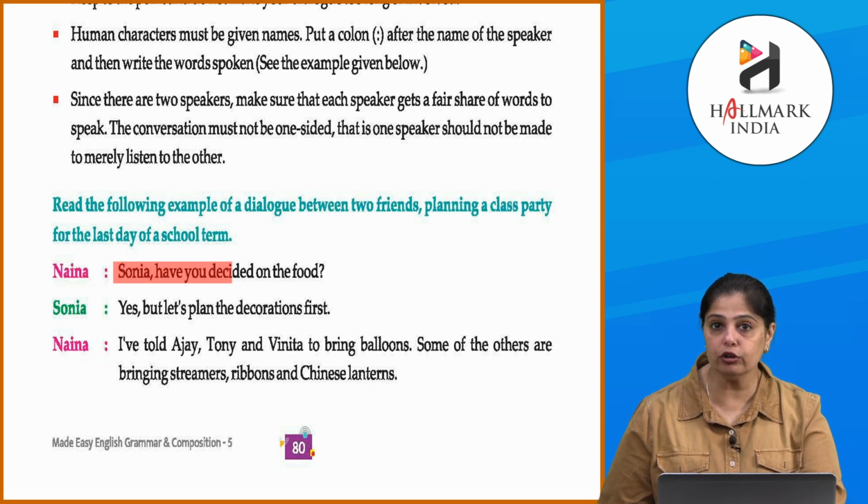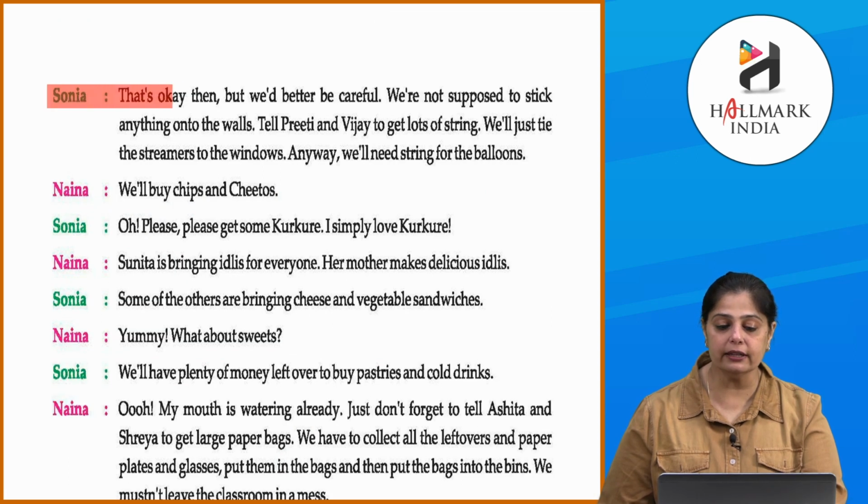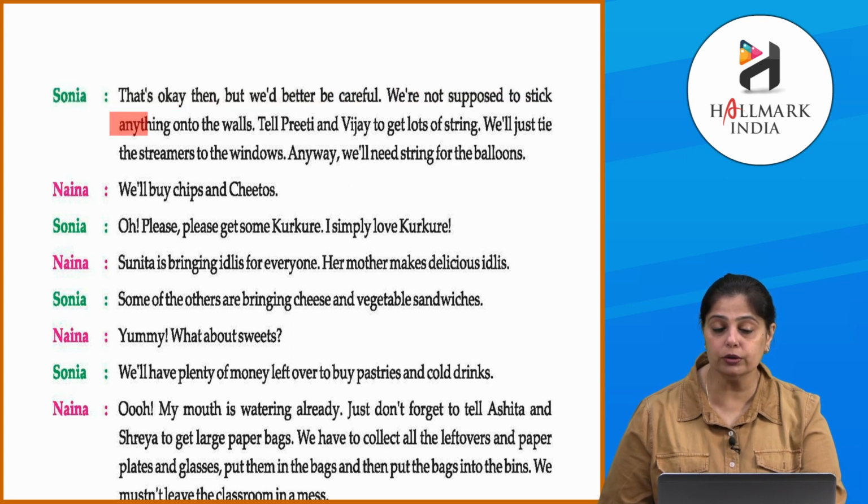Sonia, have you decided on the food? Up next character is Sonia. Sonia, yes, but let's plan the decorations first. Naina, I have told Ajay, Tony and Vinita to bring balloons. Some of the others are bringing streamers, ribbons and Chinese lanterns. Sonia, that's okay then, but we'd better be careful. We are not supposed to stick anything onto the walls. Tell Preeti and Vijay to get lots of strings. We'll just tie the streamers to the windows.